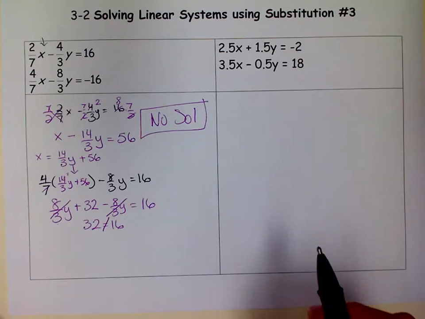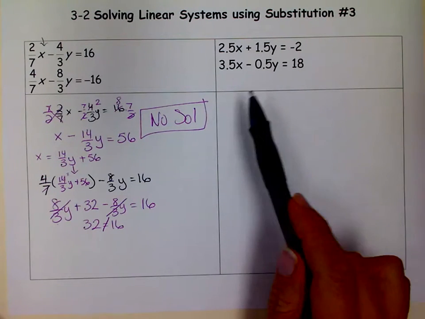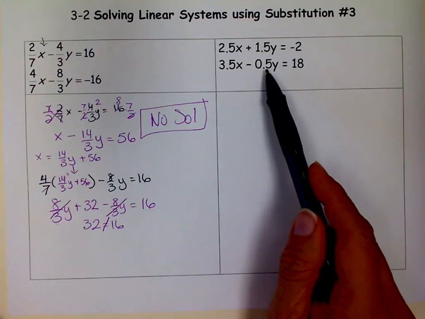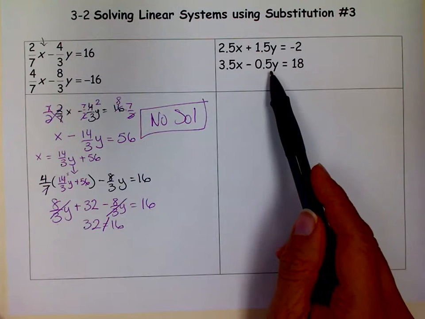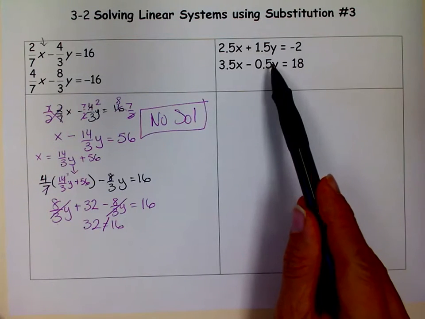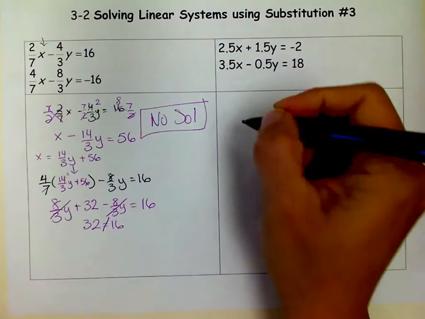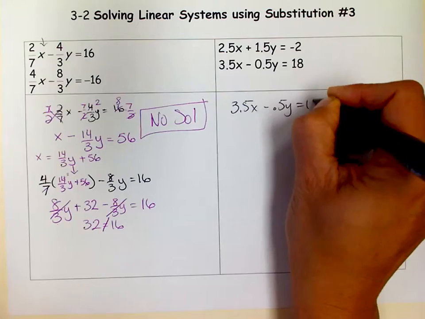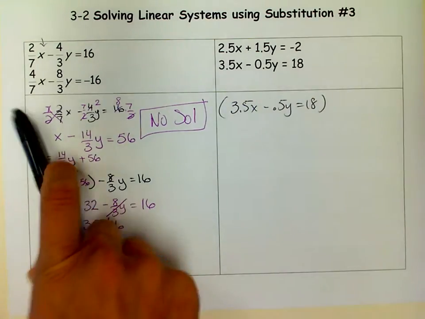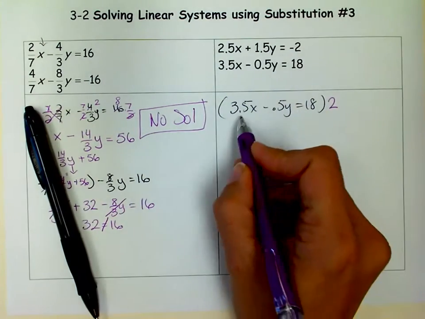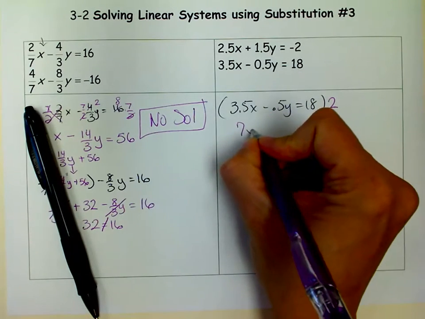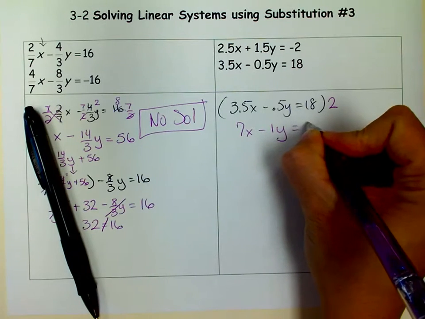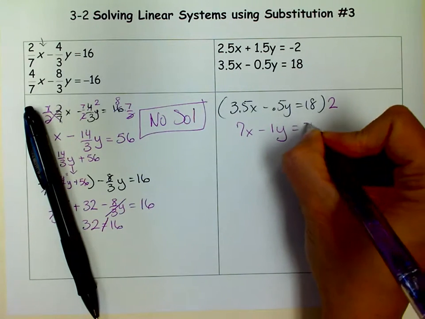Okay, next one. It doesn't matter which one you get alone. I guess I would pick this one because it's just a 1/2 there, 0.5, which means I need to multiply this whole equation by 2 to get rid of that 0.5. So I'm going to take 3.5x minus 0.5y equals 18, and I'm going to multiply it by 2. And when I do that, 2 times 3.5x is 7x, and this makes 1y. And this makes, what is that? 8 and 8 is 6, 36.